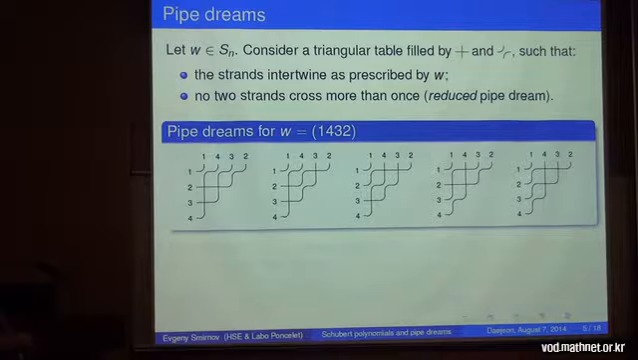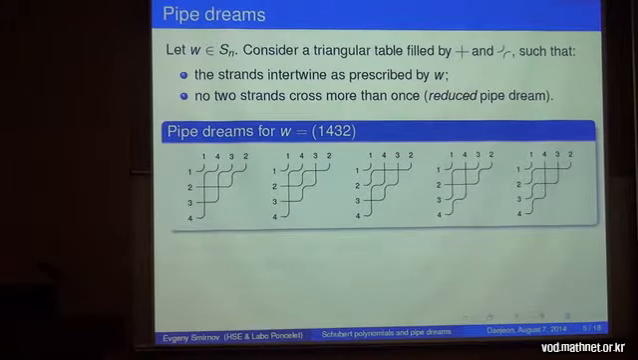And here you have a couple of strands entering the picture from the left and leaving it from the top. So here I have pipe dreams corresponding to the permutation 1, 4, 3, 2, and you see that on each of those pictures, the strand starting from 1 goes to 1, the strand starting from 2 goes to 4, 3 goes to 3, and 4 goes to 2, right? And one more technical requirement is that I allow any two strands to cross at most once. They're not allowed to cross each other twice.